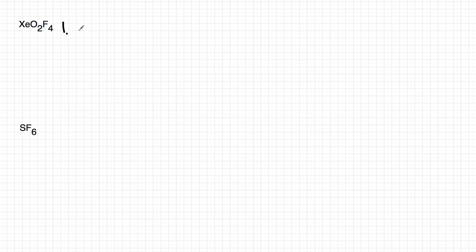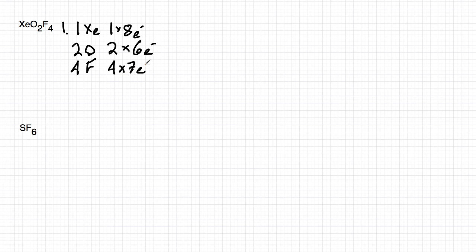For step 1, let's see, we've got 1 xenon, and that's going to be 1 times 8 electrons. We have 2 oxygens. That's going to be 2 times 6 electrons. And for fluorine, we've got 4 of them, and that's going to be 4 times 7 electrons, and that's going to give us a total of 48 electrons.